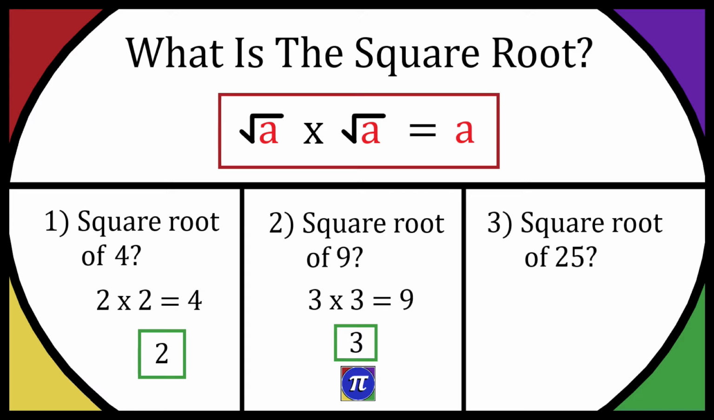Question number 3, what is the square root of 25? Please feel free to give this a go yourself, so you can pause the video now. So for me, the answer to this question is going to be 5 times 5 equaling 25, so square root of 25 is 5, and that's simply because 5 times 5, so 5 times itself, is going to be equal to 25, so that means 5 is the square root of 25.